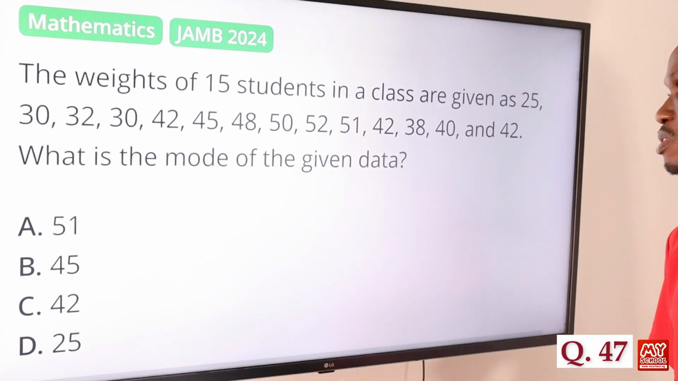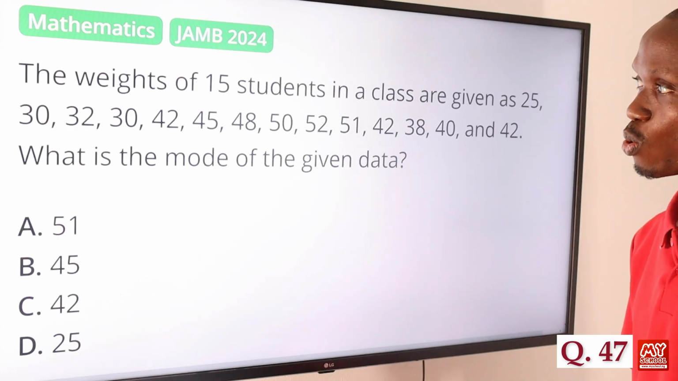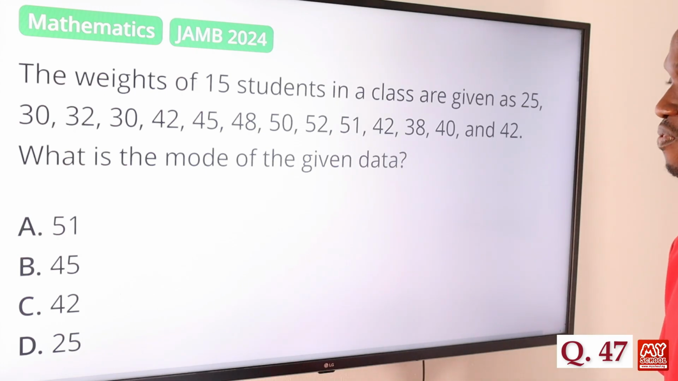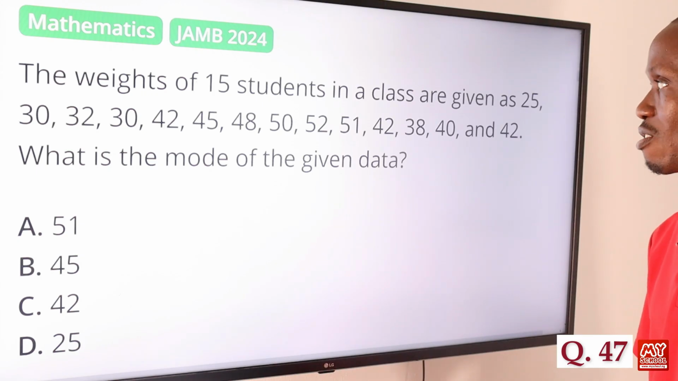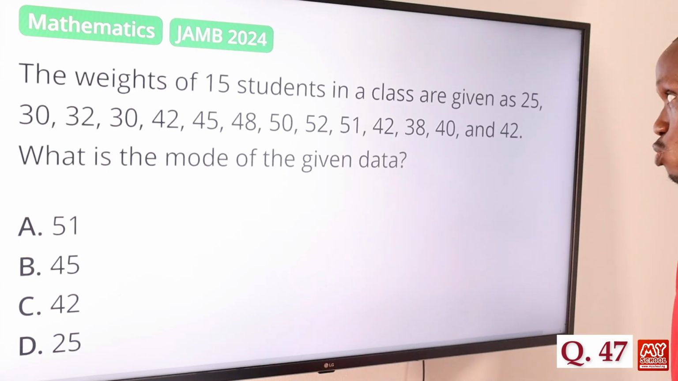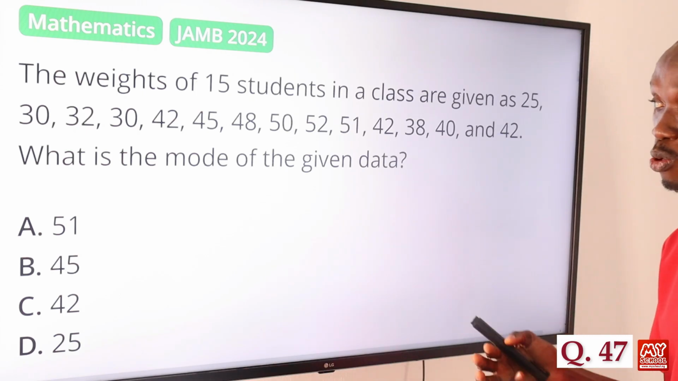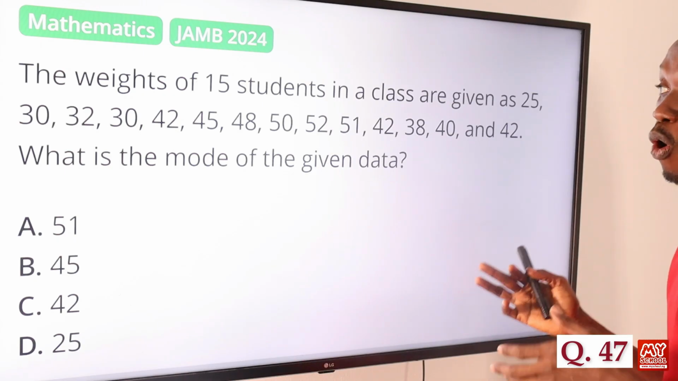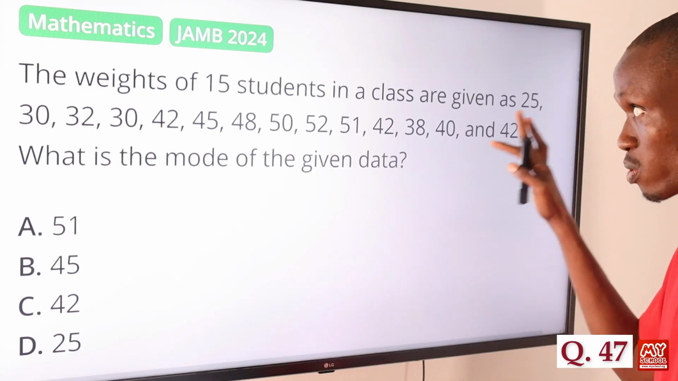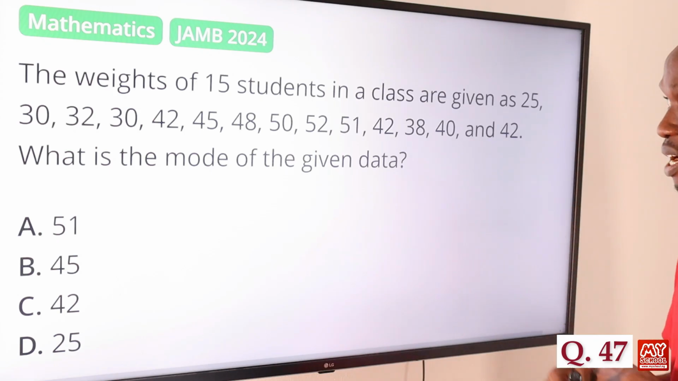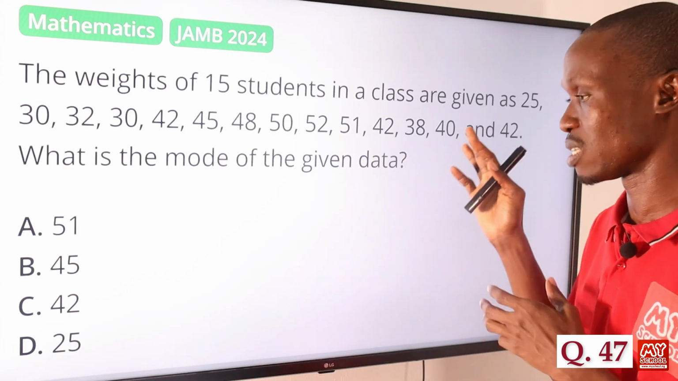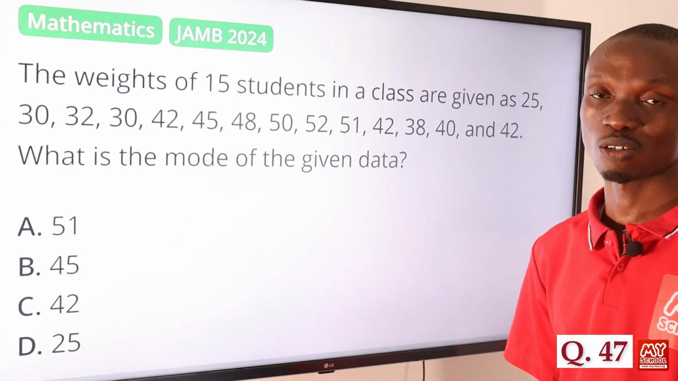Question 47. The weights of 15 students in a class are given as 25, 30, 32, 30, 42, 45, 48, 50, 52, 51, 42, 38, 40, and 42. What is the mode of the given data? We know that the mode is the number or the data that occurs most. If you check very well, the number that occurs most in this given set of data is 42, right? So that makes 42 the mode of the given data. So option C is the correct answer to this question.